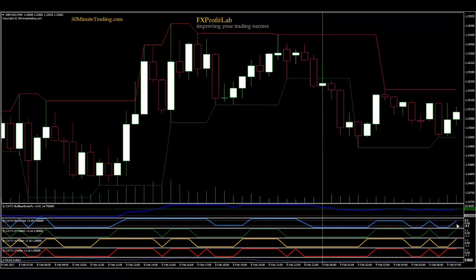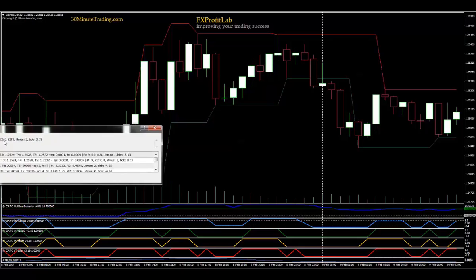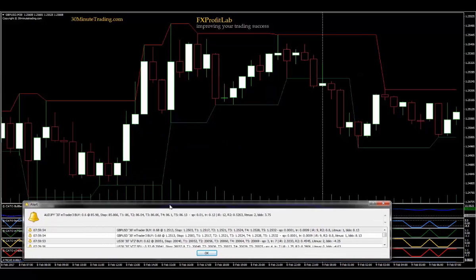So let's have a look and see what that is actually like on the alerts. Let's bring these alerts across. These alerts are the alerts that came from the pound dollar, as you can see here on the 30-minute.